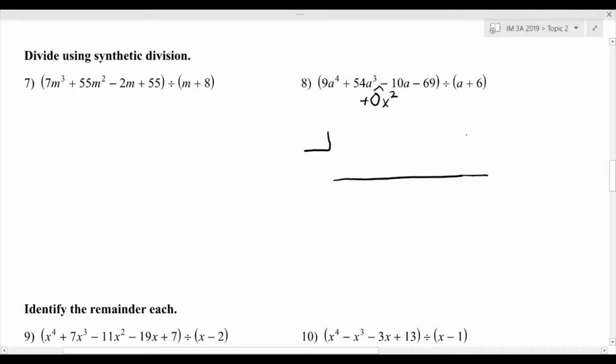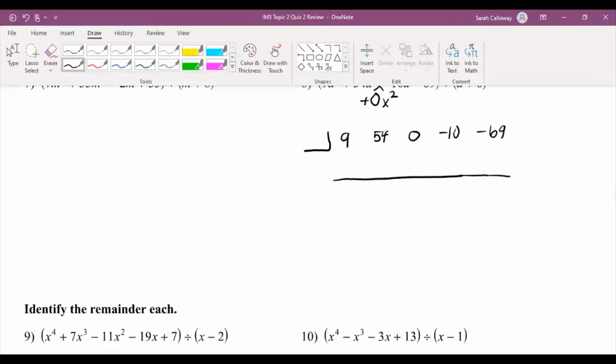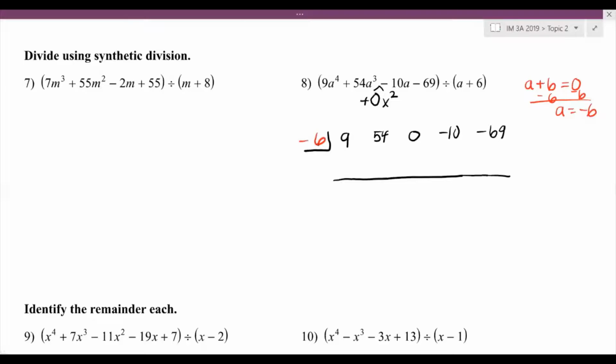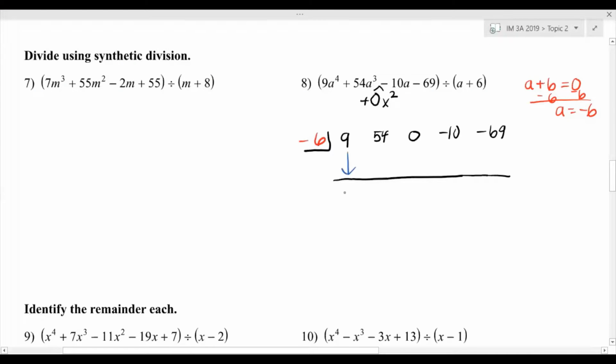So that means that when we put in our coefficients from our dividend here, we're going to put 9, and then 54, and then 0, negative 10, and negative 69. The value that we put in the box on the outside, remember, is the 0 of our divisor. So if I have a plus 6 equals 0, that means that a equals negative 6. And so we're going to use negative 6 in our synthetic division. Okay, so we're going to bring down the 9. So negative 6 times 9 is already negative 54. And so that's going to give us 0.